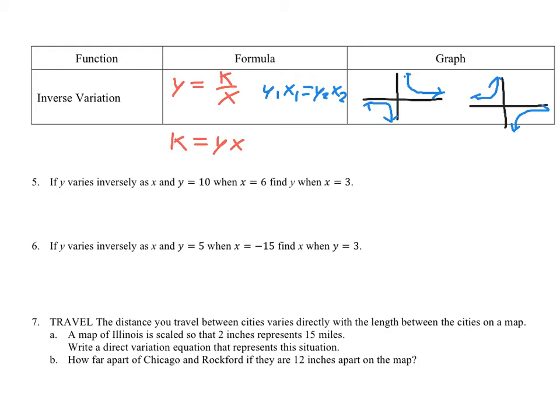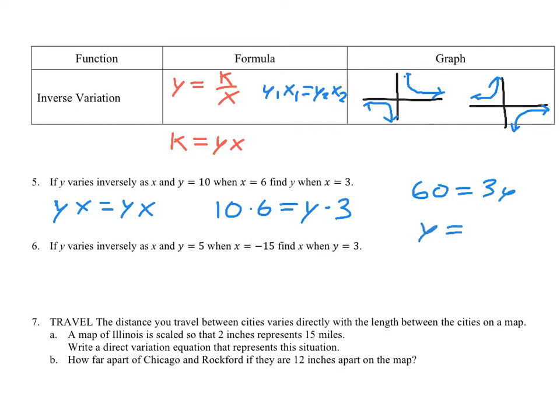Okay, so for number 5, they say, if y varies inversely as x, so as soon as I read that, I know I'm going to be multiplying y and x together. And I don't even bother with the subscripts. Y varies inversely as x means y times x equals y times x. Y equals 10 when x equals 6. Find y when x equals 3. So we have 60 equals 3y. Divide both sides by 3 and you get y equals 20.